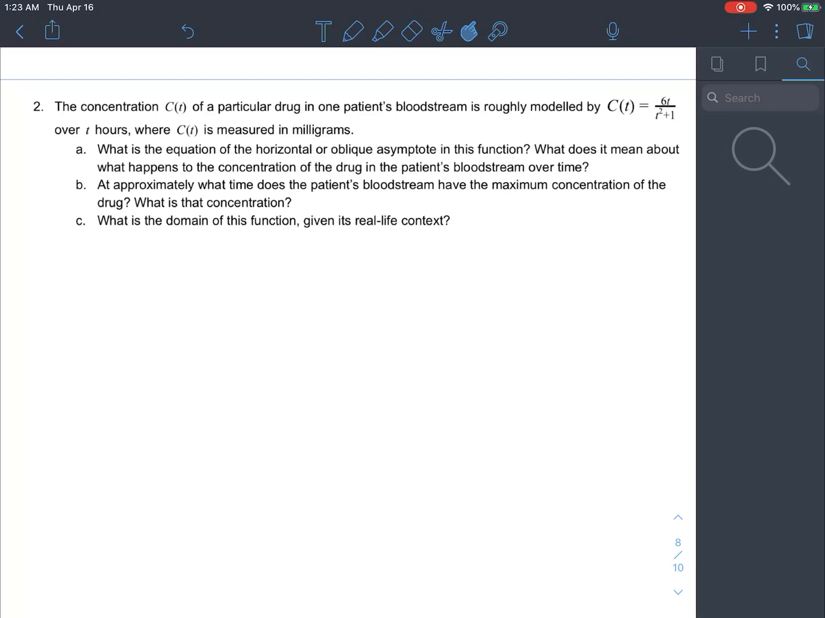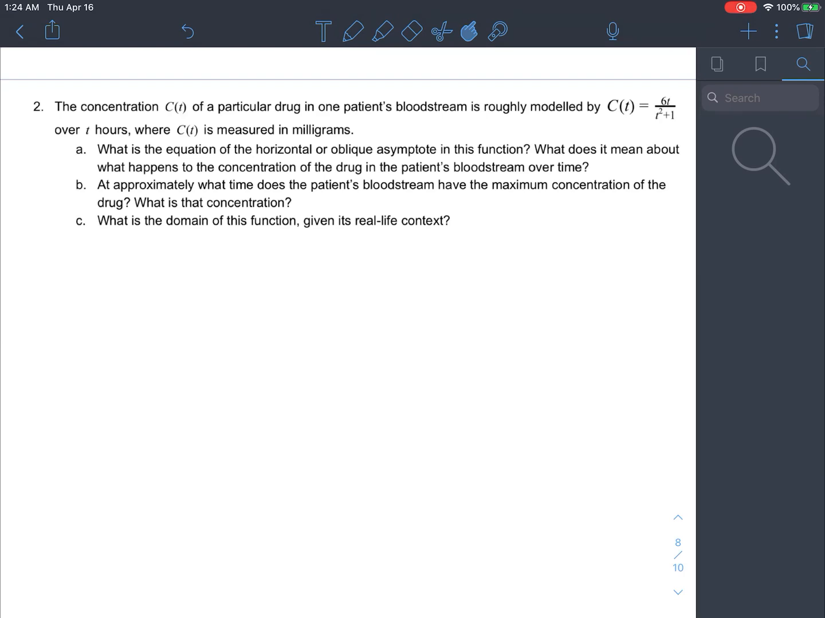Okay, so this is the last question that I saw in Google Classroom, so let's finish it off here. This question is actually from the assignment that you guys are supposed to do. The concentration C of T of a particular drug in one patient's bloodstream is roughly modeled by that equation over T hours. So keep in mind that T is the number of hours, and C of T is measured in milligrams.